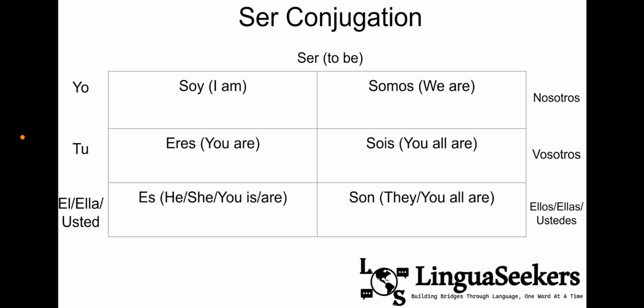Yo soy, I am. Tú eres, you, informal, are. Él, ella, usted es. He, she, and you formal is or are. Nosotros somos, we are. Vosotros sois, you all informal are. And ellos, ellas, ustedes son. They masculine, they feminine, and you all formal are. Again, this conjugation for ser is something that we should get used to solely through practice because there is no other way we can learn this.